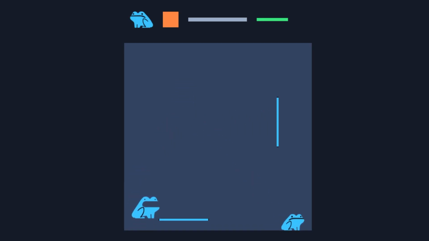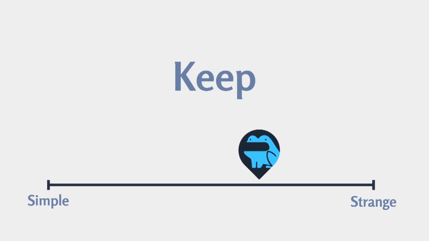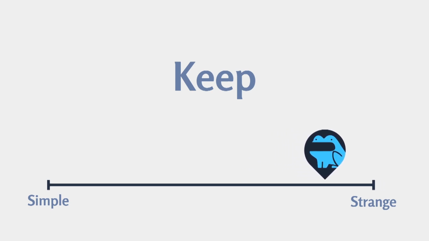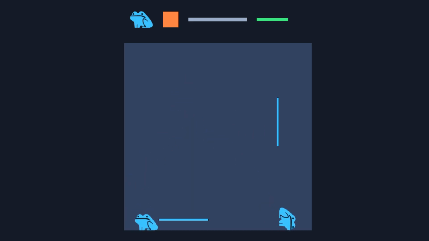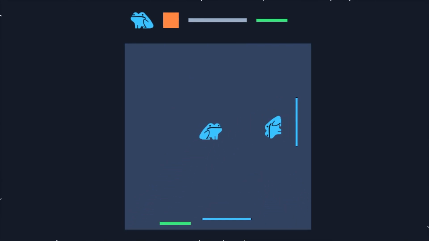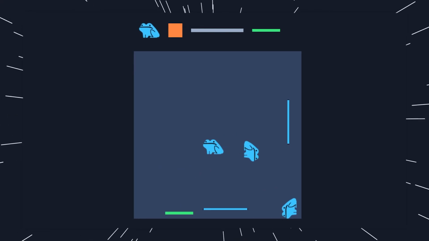Or maybe the craziest thing would be to keep every variant of a frog going. And we'd end up with more and more and more copies of the same frog breaking time.